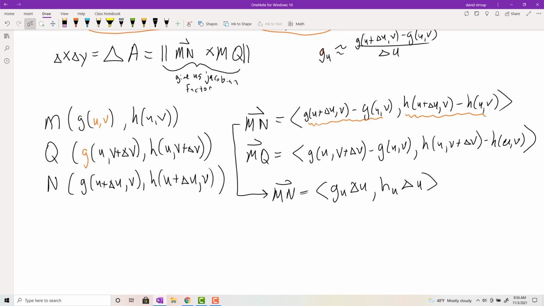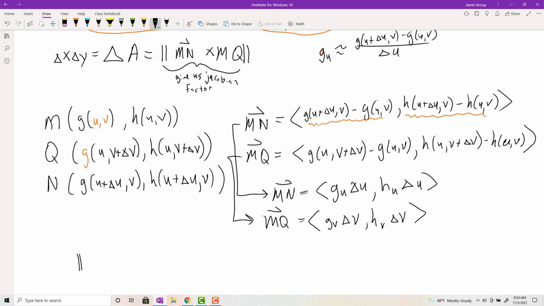And then for MQ, of course, we could do the partial derivative now with respect to V times change in V, and then H partial derivative with respect to V times change in V. And then getting the cross product is easy.